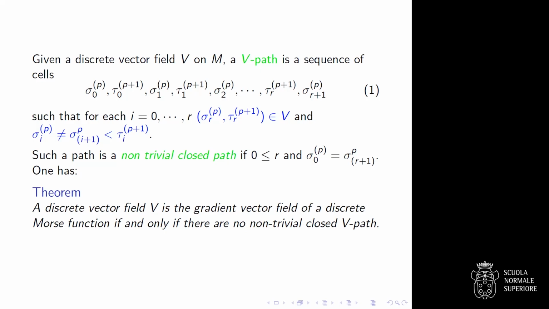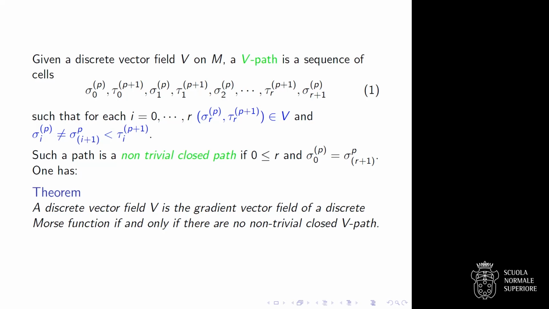So, as happened also in yesterday's talk, such a path is a non-trivial closed path if 0 is smaller or equal than r, and sigma_0 is equal to sigma_(r+1). But the difference from yesterday's talk is that we are not interested in the closed one, but in the open one. So a discrete vector field V is the gradient vector field of a discrete Morse function if and only if there are no non-trivial closed V-paths, okay?